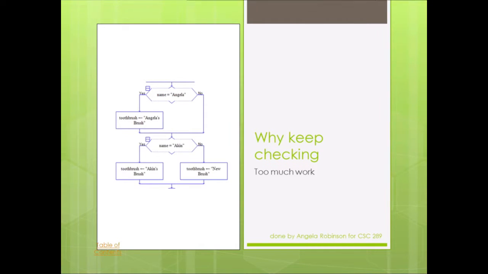Here you see that if the user puts in the name Angela, the variable toothbrush would be set to Angela's brush after checking the name variable against Angela. However, the program then goes on to check if the user entered Aiken for the name. We know that the user didn't put that in, so it follows the no side of that second if statement, which puts the value of toothbrush to new brush. I don't want a new brush, I want my brush. Therefore, the end result of toothbrush should be Angela's brush.